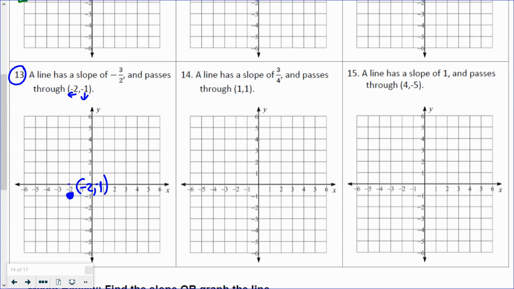Then we want to look at our slope of -3/2. Remember, negative needs to go down, and we always run to the right. So starting where we're at here, I'm going to go down 3. So I have 1, 2, 3. Then I go right 2.